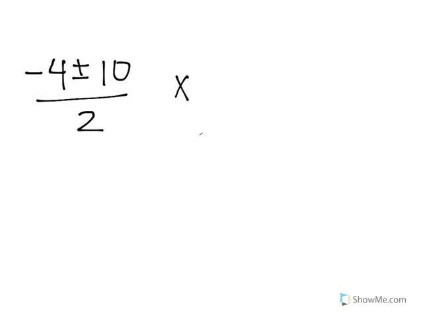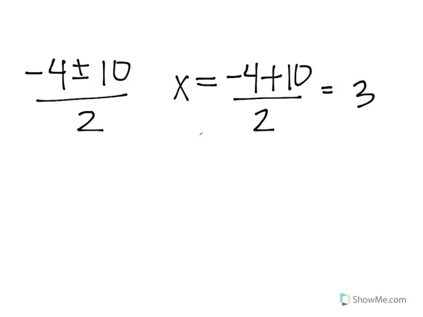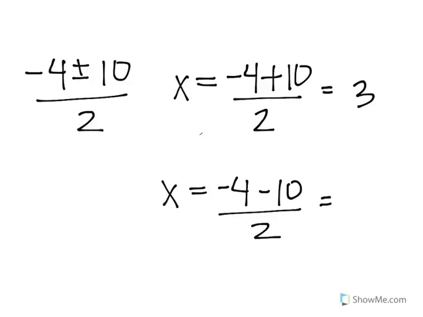Okay, and so the square root of 100 is 10, so we know that it's negative 4 plus or minus 10 over 2. So now you have to find your two solutions. So you do negative 4 plus 10 over 2, which equals 3. And then x equals negative 4 minus 10 over 2, which equals negative 7.